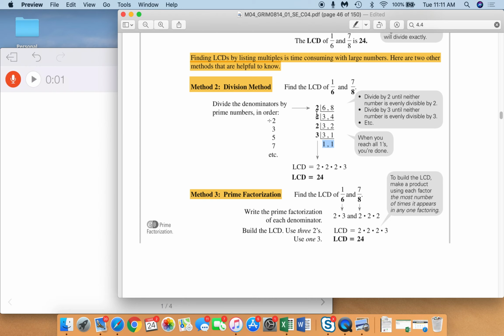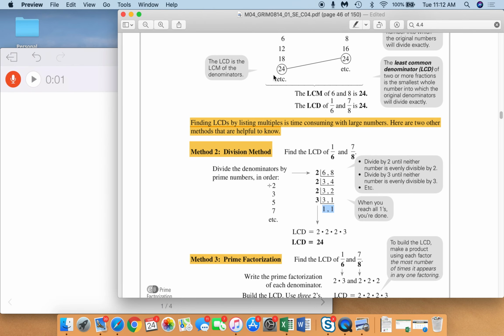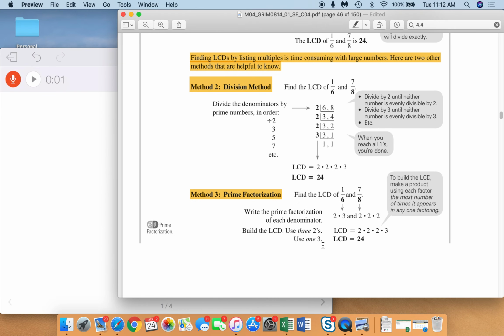So then you take those numbers right here, 2, 2, 2, 3, and you multiply them to get the least common denominator. So now you can see right here when we listed multiples, we got 24. Here we get 24. You get the same answer. It's just the method is different of getting there. It's like getting from one side of town to the other. You can do it multiple ways, but you still get from point A to point B.